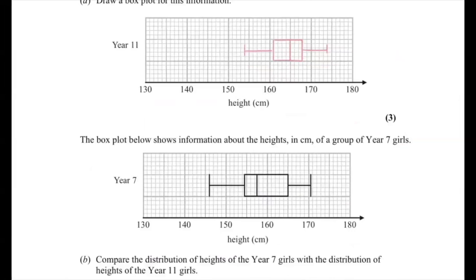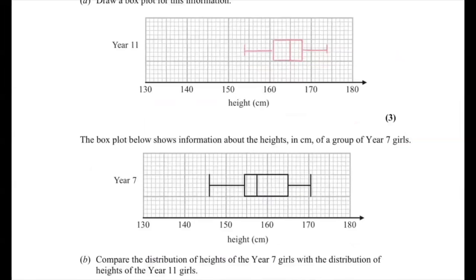Now, the next part of this question is asking us to compare the year 11s with the year 7s. And the way that we word this is the key. It is all about the box. Don't mention the minimum or maximum. There's no point at all.